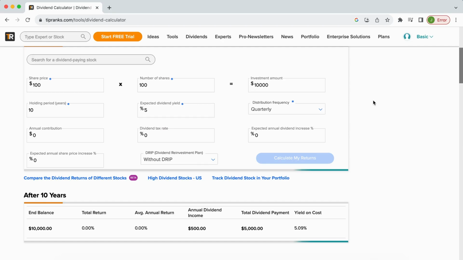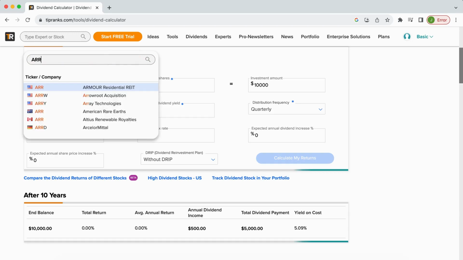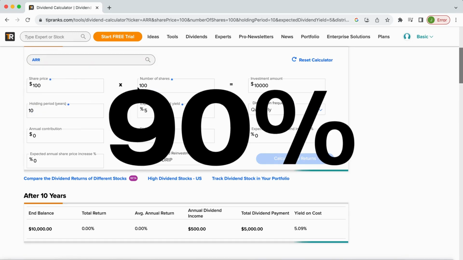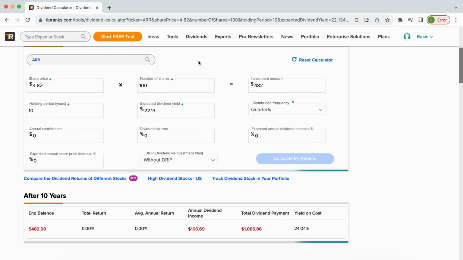So starting off, looking at this site, we can search for a dividend paying stock, and I'm going to choose ARR, which is ARMOR Residential REIT. A REIT is a real estate investment trust that pays out 90% of their earnings as dividends. So you're going to be earning all of this money from someone else's work.